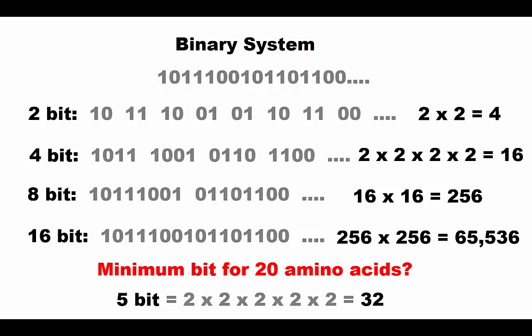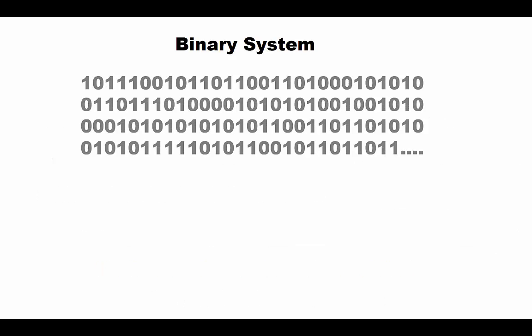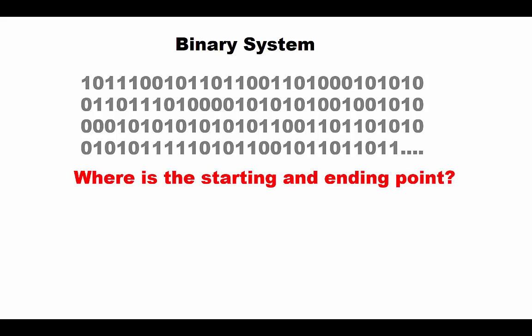There may be different ways. You can use them, maybe encoding one amino acid with multiple choices of information. But let's think again. If this is your binary code system, it looks like a matrix of information, right? Then how do you know which one is a starting point and which is an ending point? That means where do you put your space in between those information units?